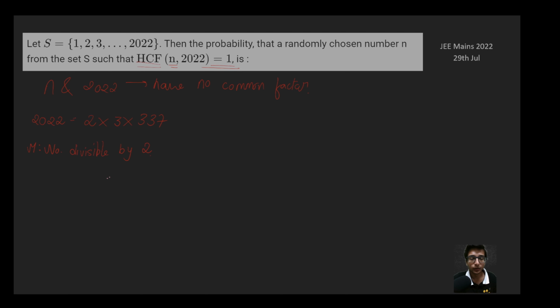Numbers divisible by 2. So what is this set going to be? Numbers which are divisible by 2: 2, 4, 6, and this goes up till 2022. 2022 is also divisible. So how many numbers are here?